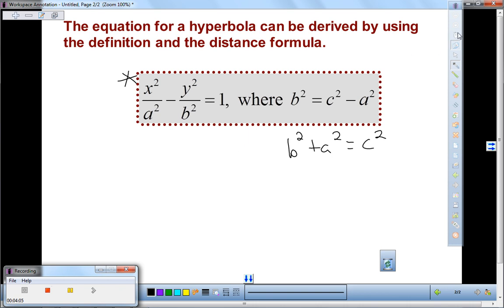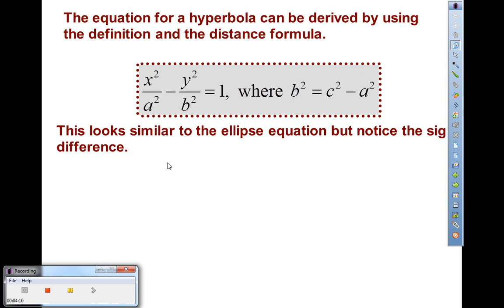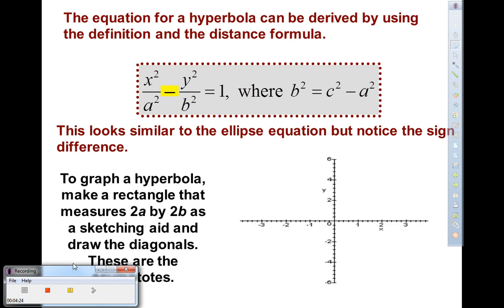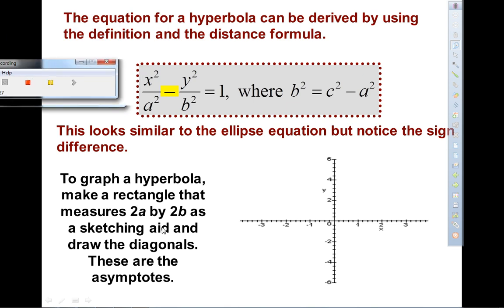Now, with that being said, what's the difference between this and the equation for an ellipse? You'll notice that this has a subtraction sign. So it looks similar to the ellipse, but the sign in between has changed. Now, to graph a hyperbola, we're going to go step by step with this in a second. But what we'll end up doing is drawing a rectangular box.